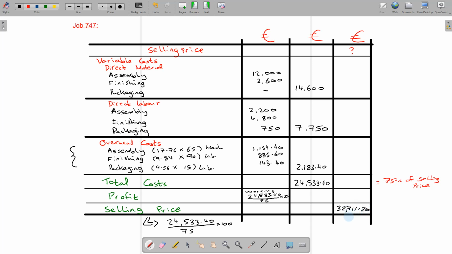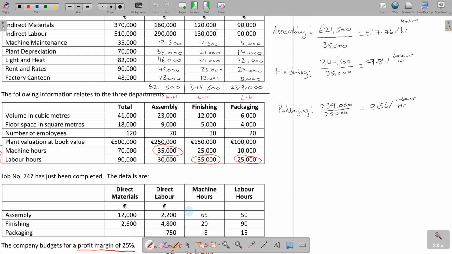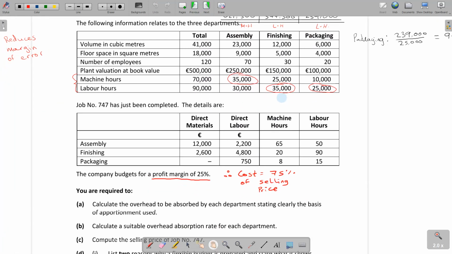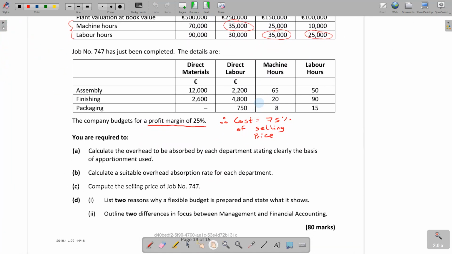So if I get the difference between them, then you get profit. We're not asked for it, but I'll get it anyway. That is 8,177.80. So profit is that much. That's our total costs. That's our selling price. And that is part C now finished. So that's the bulk of our marks.